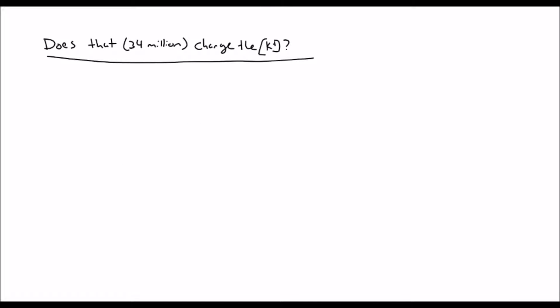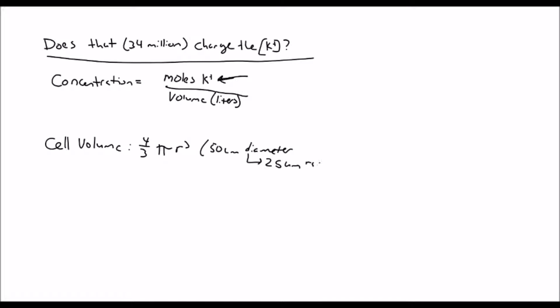That's a big number. So does that outward flux of 34 million potassium ions change our potassium concentration? Our concentration is equal to the number of potassium ions we have, in other words, the moles of potassium ions, divided by the volume of the cell, or the liters contained in the cell. So because we have a spherical cell in this idealized world, the volume can be estimated as 4/3 times pi r cubed, r being 25 microns. And we find that the volume of the cell is about 2.6 times 10 to the negative 12 liters.